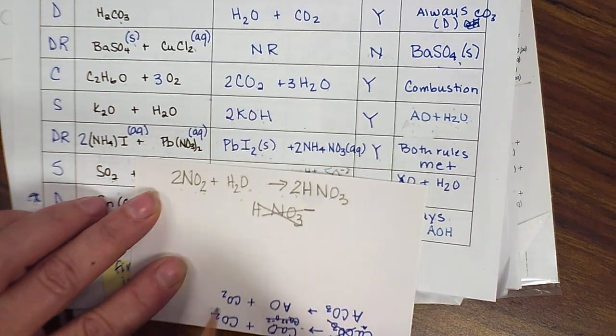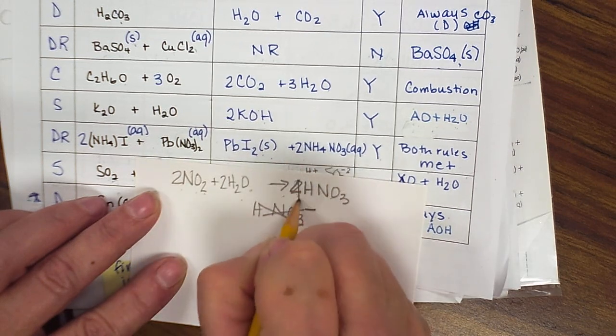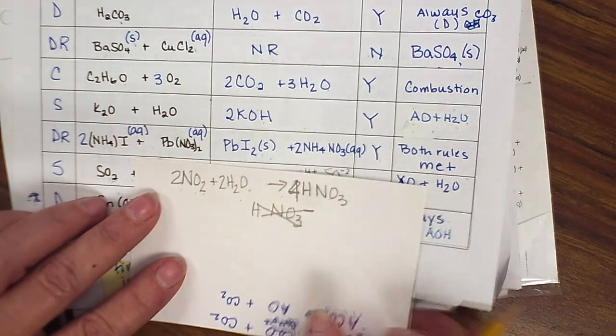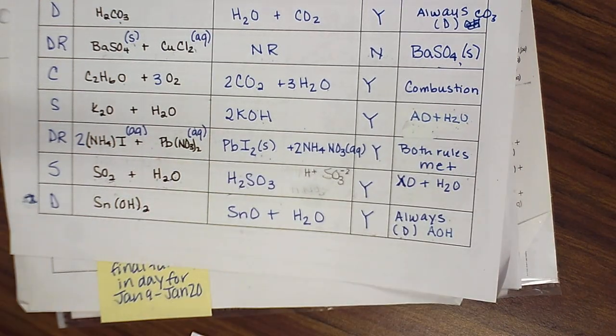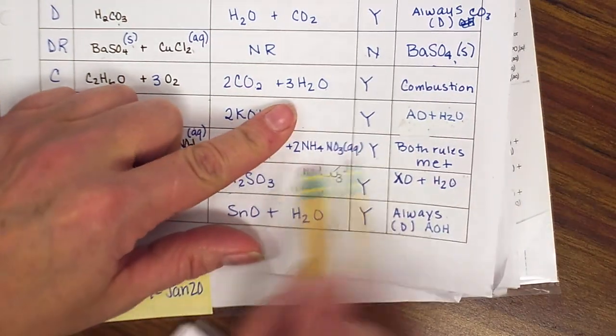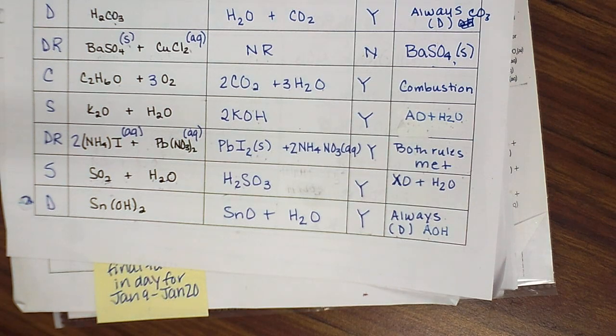Is it balanced? It should be balanced. No, it's not balanced, so I'm going to put a 2 here and a 4 here. That should do it. Anyway, then you balance it, okay? Got it? That actually might be balanced. So I'm only going to give you ones that work with the rule. Everybody with me? That you look up and it works. Okay? All right.